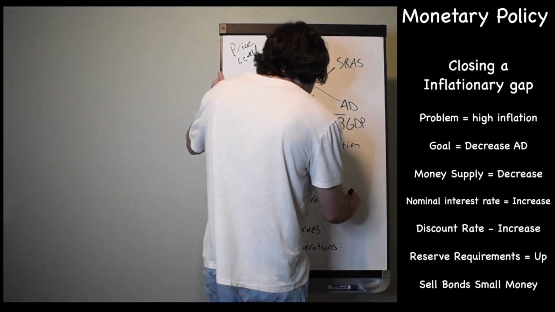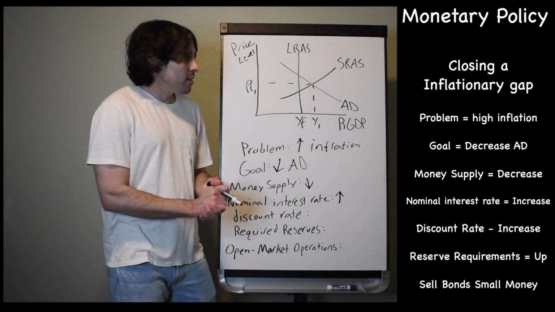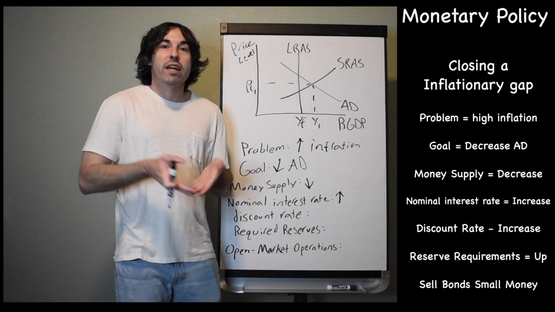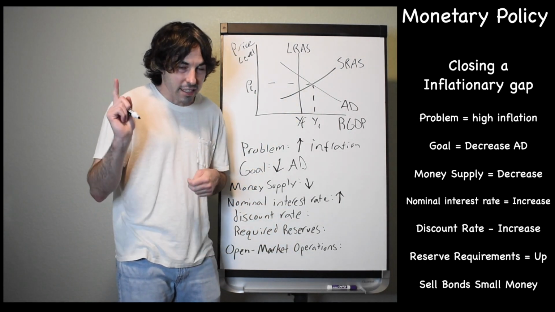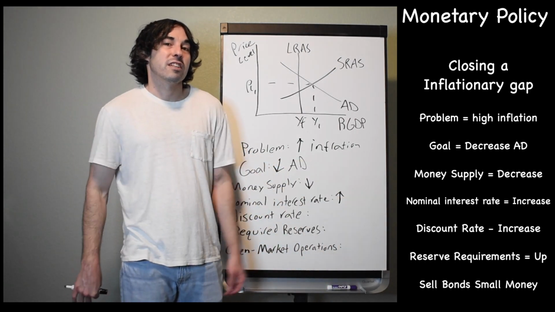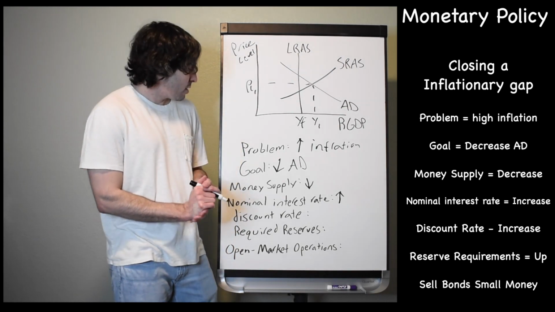The more expensive it is to borrow money, the less likely we are to borrow money, the less likely we are to buy things. So, discount rate. The Fed would raise the discount rate. If the Federal Reserve charges commercial banks a higher rate to borrow money from the Fed, then those banks are less likely to lend every last dollar that they can to us. And if they do lend money to us, they're going to charge us more.